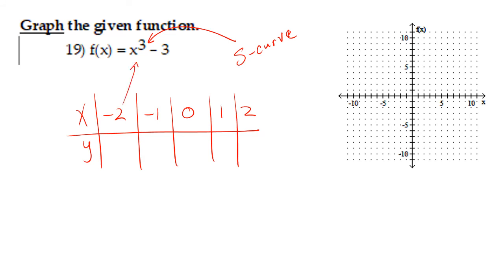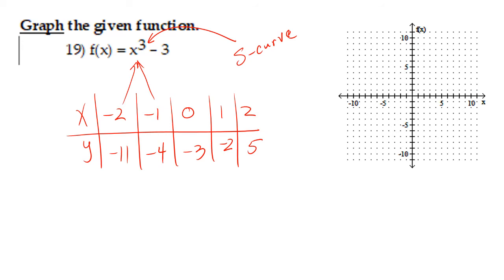So if I substitute in the -2, that gives me -8 minus 3, which is -11. If I substitute in the -1, it gives me -1 minus 3, which is -4. Substituting in each of the other values will yield -3 for the 0, and then -2 for the 1, and then 5 for the 2.